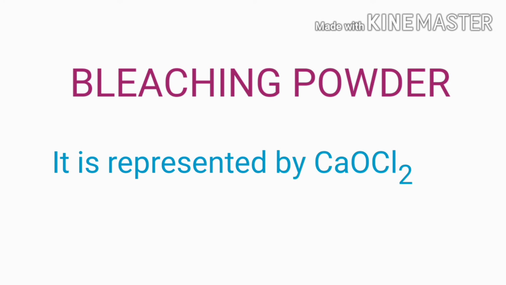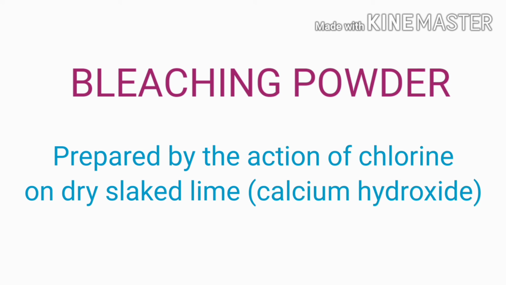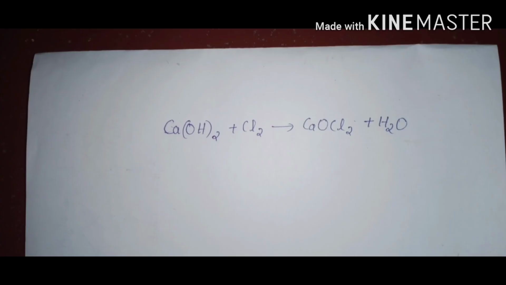The chlorine obtained during the electrolysis of aqueous solution of sodium chloride is used for the manufacture of bleaching powder. It is represented by CaOCl2, though the actual composition is quite complex. Bleaching powder is produced by the action of chlorine on dry slaked lime, which is calcium hydroxide, that is Ca(OH)2. The equation for the preparation of bleaching powder is Ca(OH)2 + Cl2 gives CaOCl2 + H2O, and this equation is already balanced.